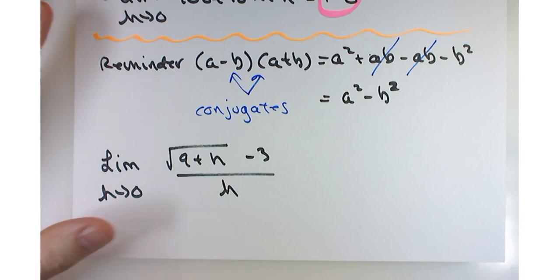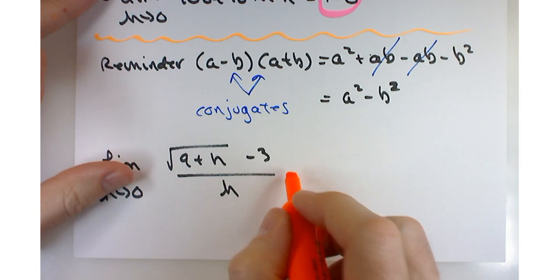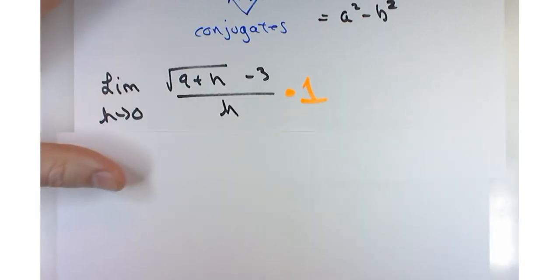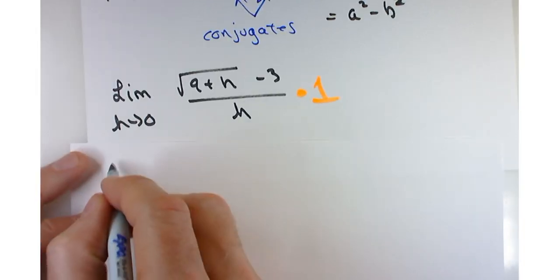So our trick is to multiply by 1. That's the only thing we can do. This isn't an equation. You can't multiply both sides by h and get rid of the h because it's not an equation. So the question is, what form of 1 are we going to choose? So let's take a look at that.